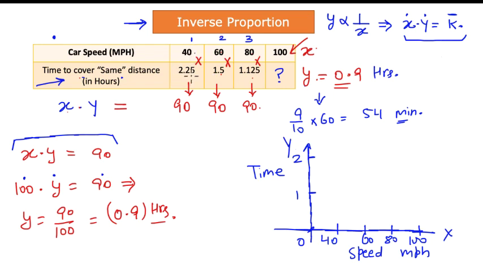We say that 40 and 2.25 will be my first data point. Let me put a red color, so that will be my approximately first data point. The second will be 60 and 1.5, somewhere here approximately. The third will be 80 with 1.125, slightly above 1 and intersecting with the 80, something like here. The fourth one is slightly less than 1 at 100, so let's put that here as well. Now if you simply connect the dots, this is how inverse proportion appears on a graph.